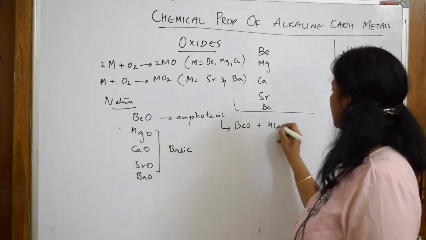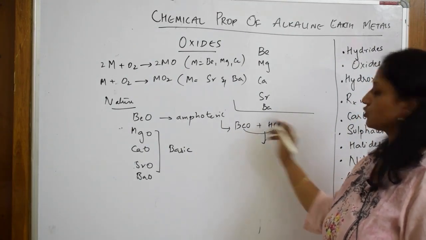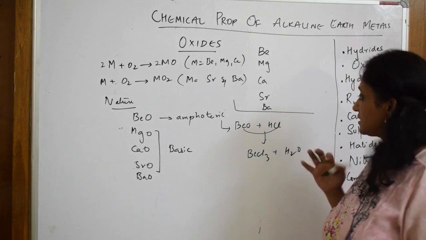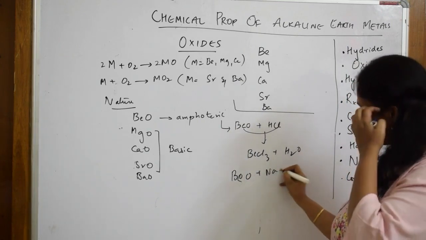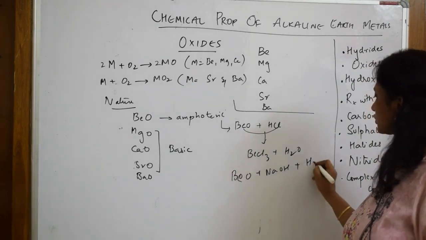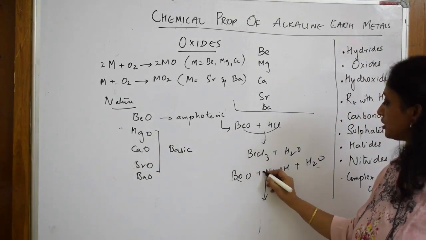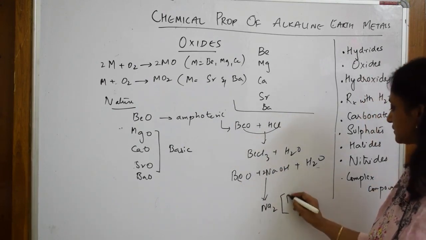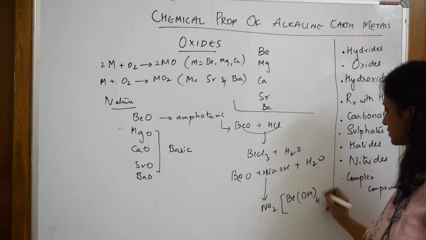Now when it reacts with an acid, HCl, just see here, it's going to form beryllium chloride plus water, right? BeCl2 plus water. Now the same thing, if I react beryllium oxide with a base, I'm going to take an aqueous solution of sodium hydroxide, along with water. It's going to form a coordinate covalent complex. If I take sodium as 2 moles, it's going to form a complex called Na2, close the square bracket, beryllium is here, and here OH taken 4 times. This is your complex which is formed.